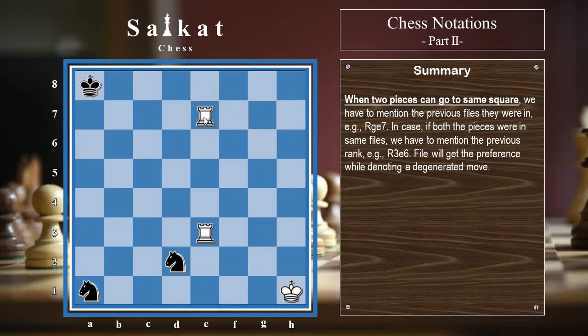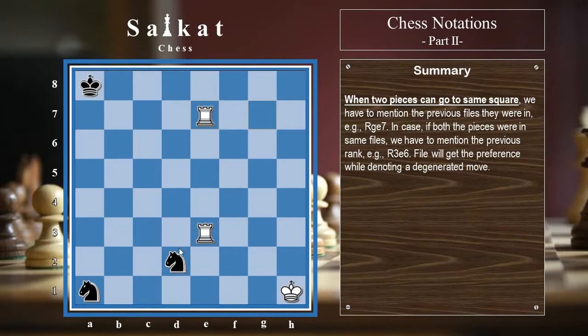They are on different ranks also, but we will not mention the rank in this case because the files are different. In case the files are the same, then only we can use the previous rank the rooks were in. So in this case, this move will be written as Rge7. The rook that was on g5 will go to e7.